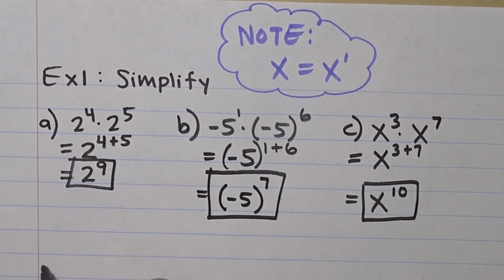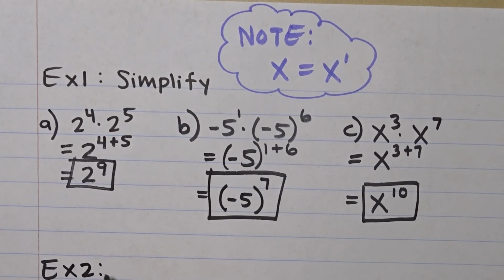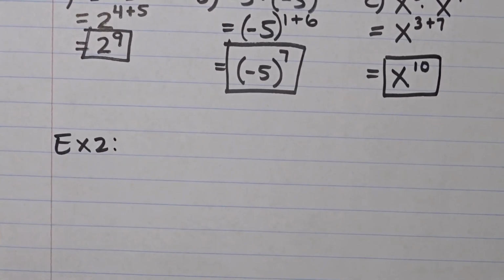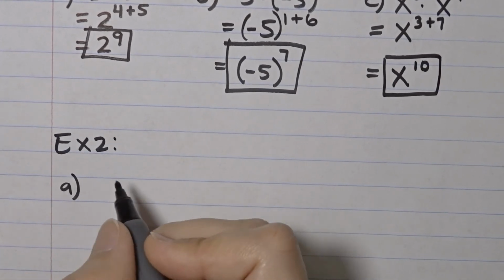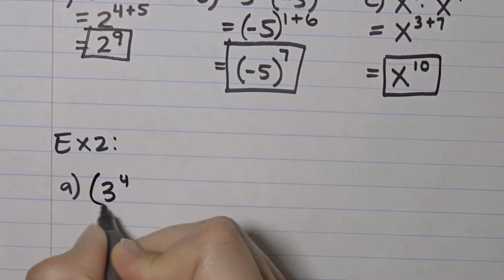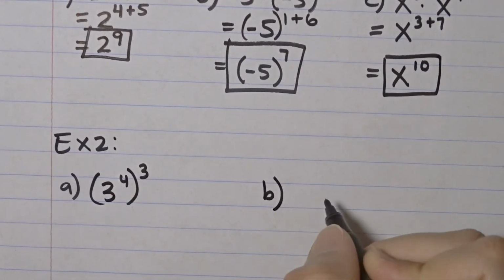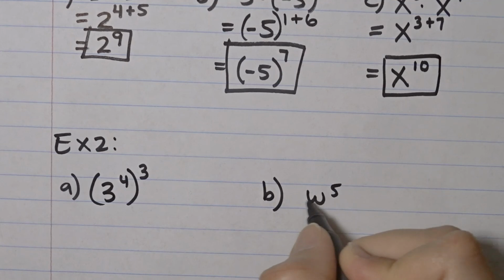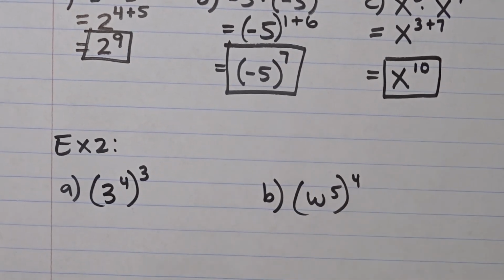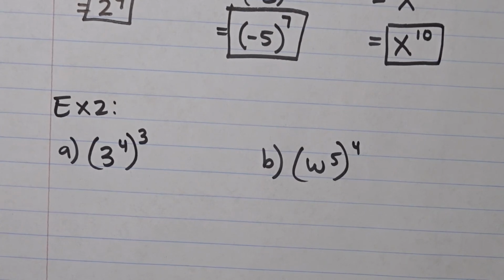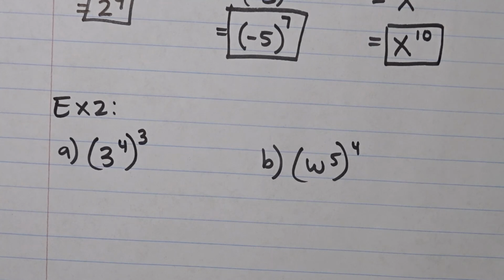All right, so example 2. And obviously we're going to be seeing some examples of all the other properties we mentioned earlier. It has 2 parts. 3 to the 4th to the 3rd. And w to the 5th raised to the 4th power. Now this is all about using the properties. I can do this in expanded form and show you how you get the answer, but the idea is for you to use the properties, and that's what this lesson's about.